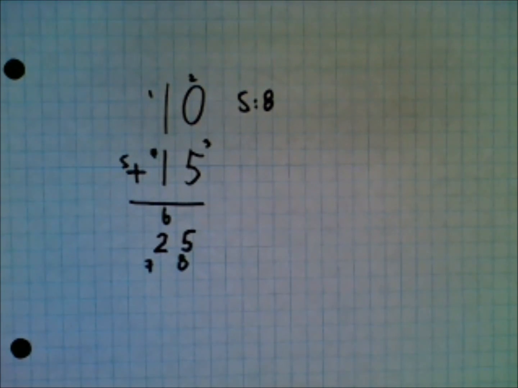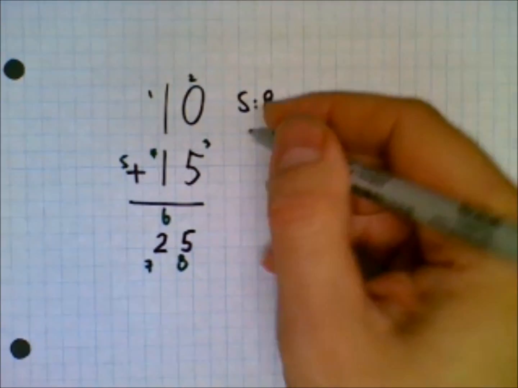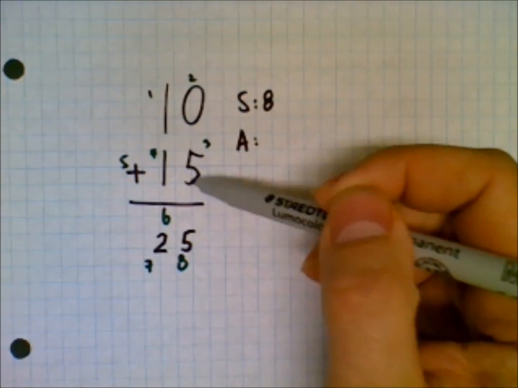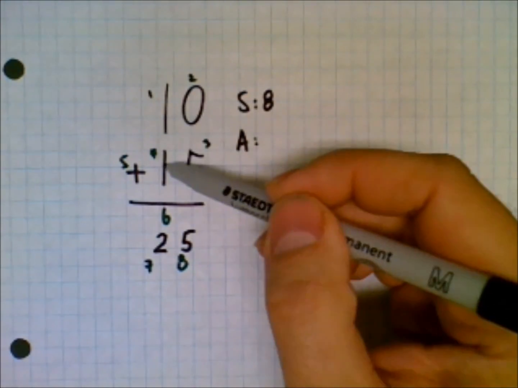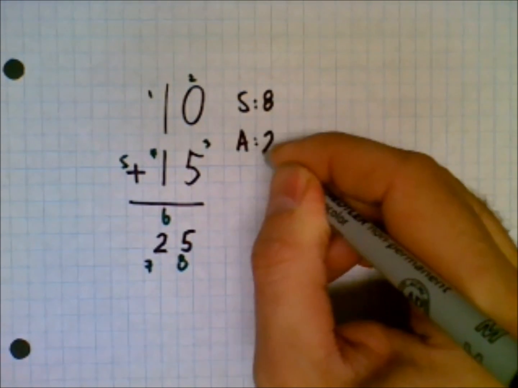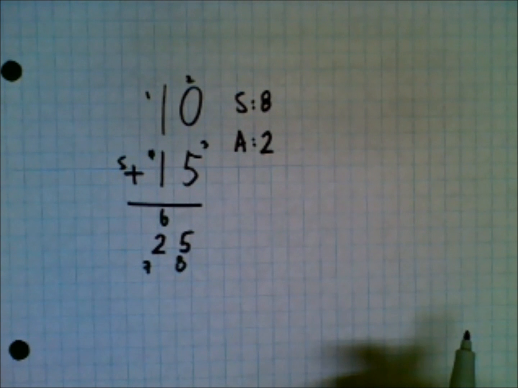Then we look at the actual algorithmic complexity. The algorithmic complexity is 0 plus 5 is 5. 1 plus 1 is 2. So it looks to me like we were doing 2 operations, so it's an algorithmic complexity of 2.